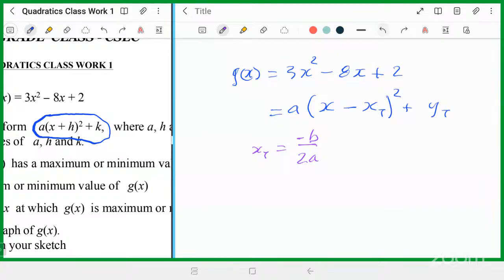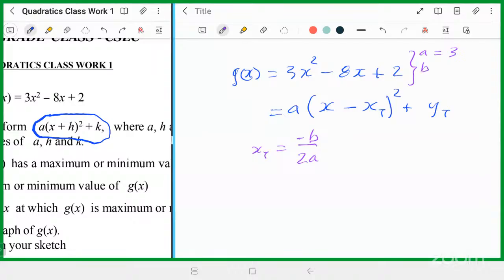And in this standard form, the a will be equal to 3. Not because it is the first value, but because it is a coefficient of the x squared. So a is always a coefficient of the x squared, the number in front of the x squared. Alright, so in this case, the a is equal to 3.